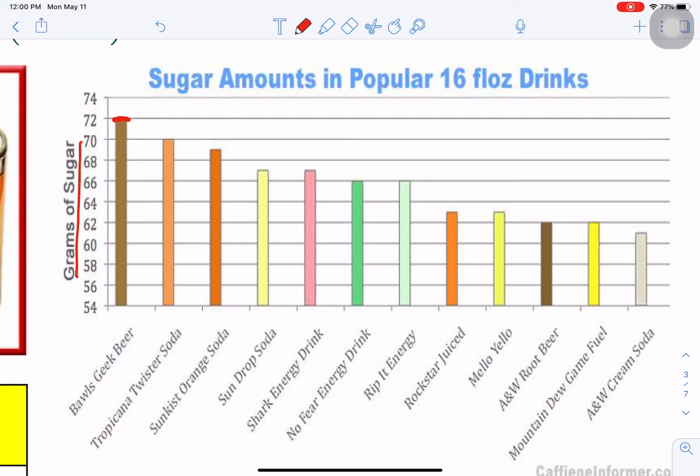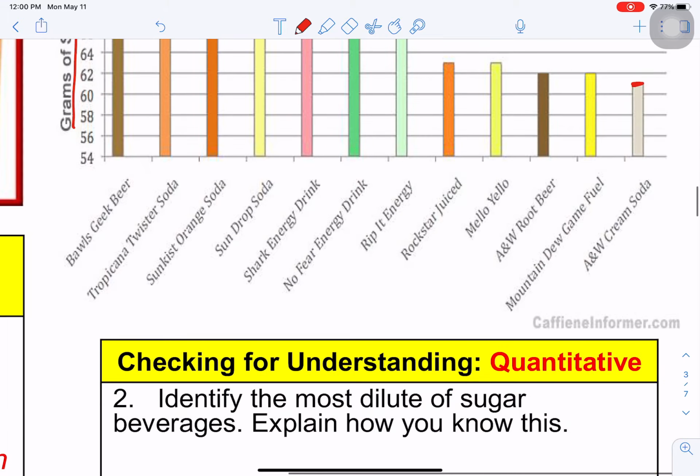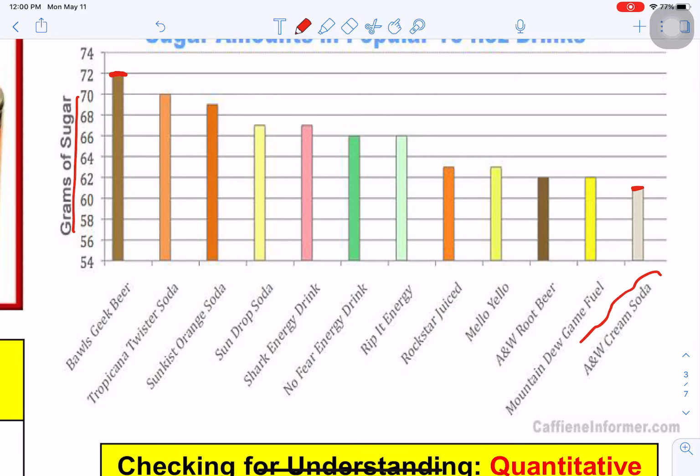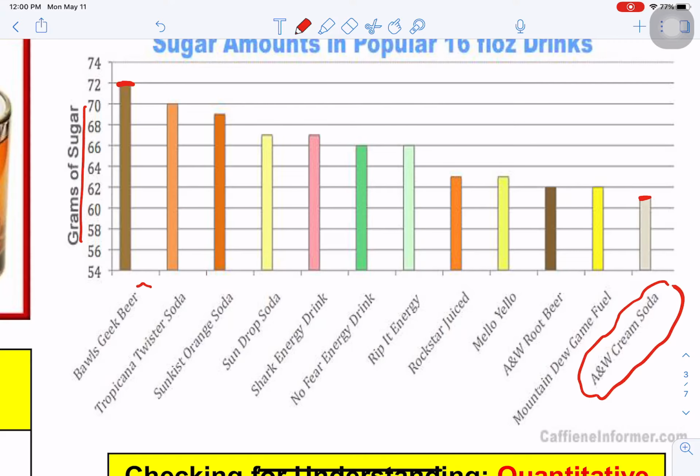So we take a look at the graph. This BAWLS Guarana beer, this is some type of root beer. This would actually be most concentrated with sugar. The least would be A&W cream soda. So most concentrated, BAWLS Guarana beer. Least concentrated or most dilute would be A&W cream soda. So if we're looking for the most dilute, that would be the A&W cream soda. The most concentrated would be the BAWLS Guarana beer.